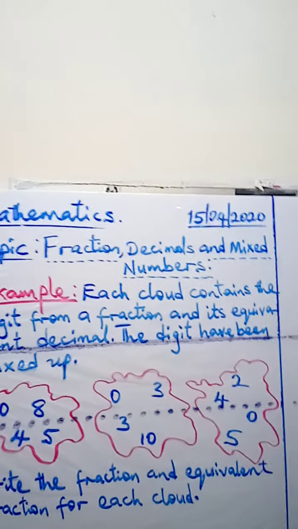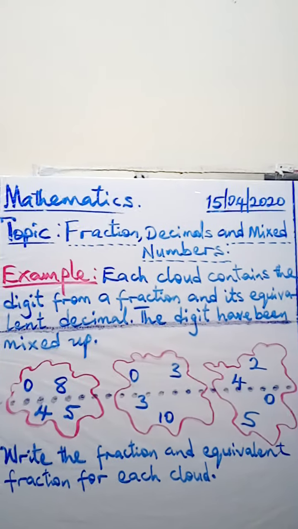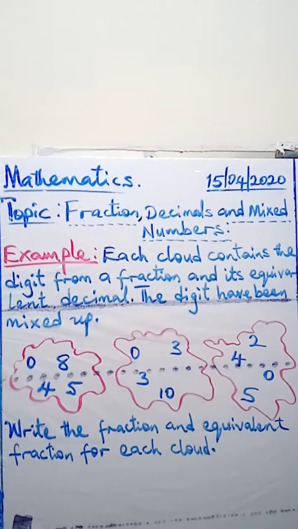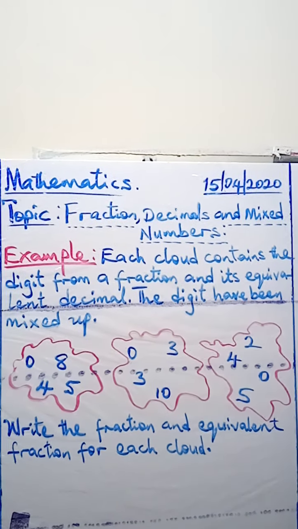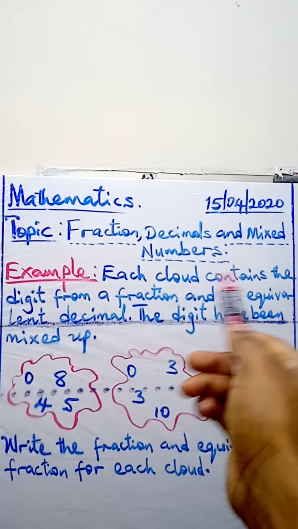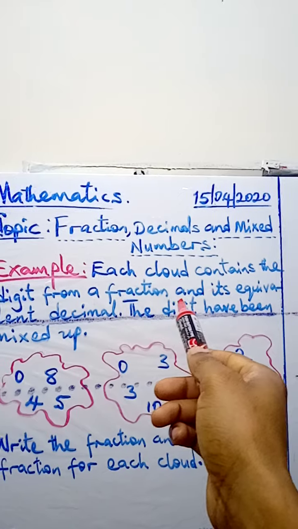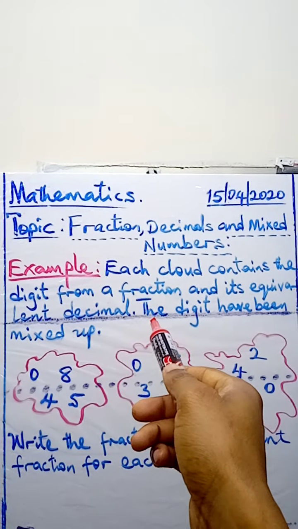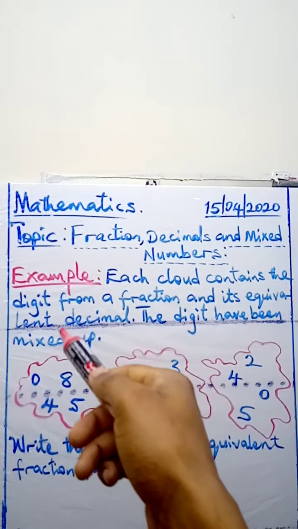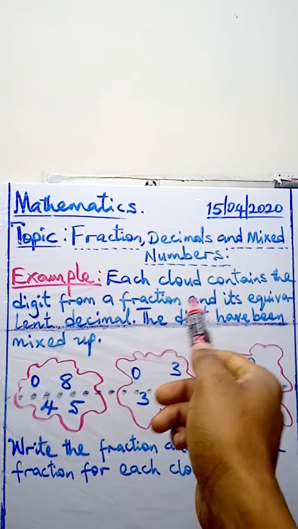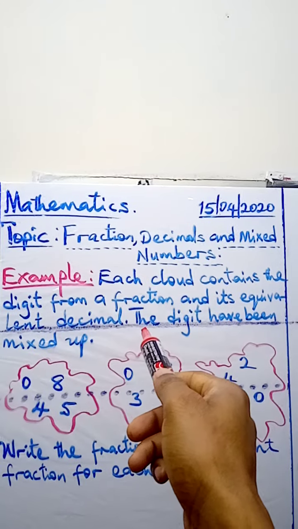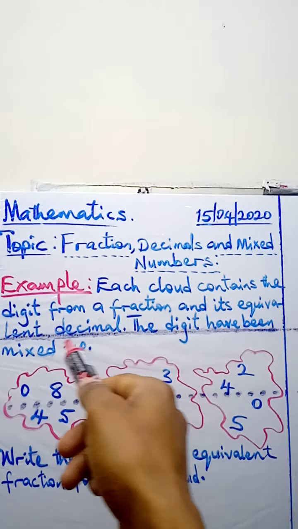Okay, when we look at this topic today, that is fractions, decimals, and mixed numbers. We've explained this almost, but we want to use it to solve some problems. For example: each cloud contains the digits from a fraction and its equivalent decimal. The digits have been mixed up.